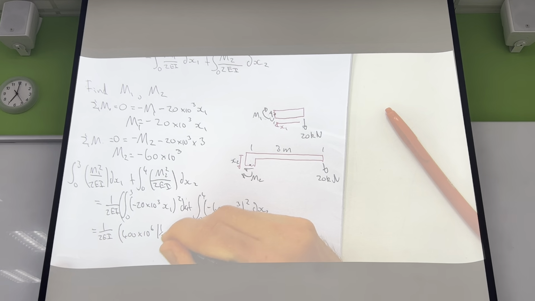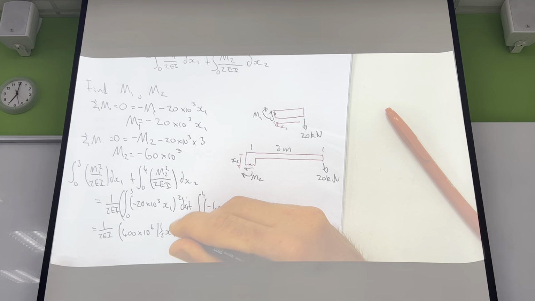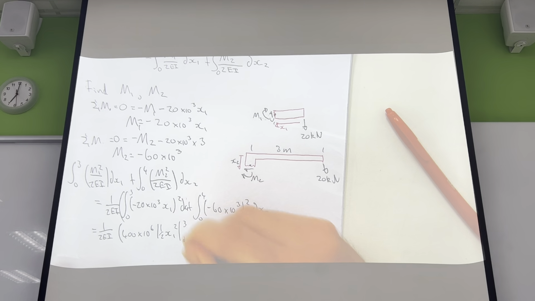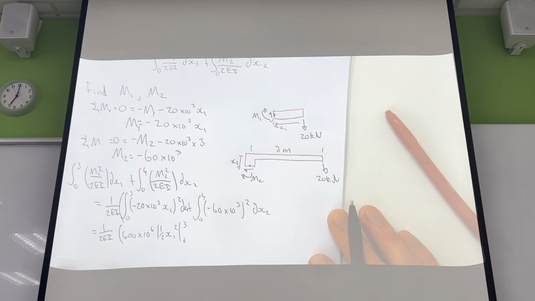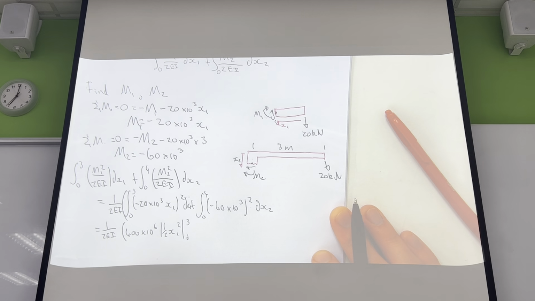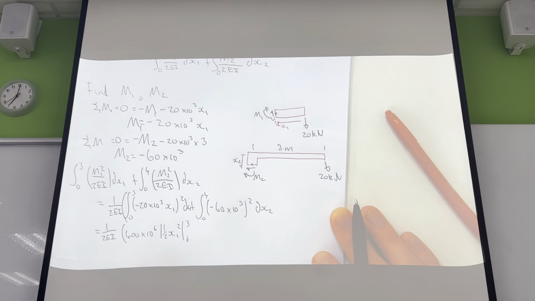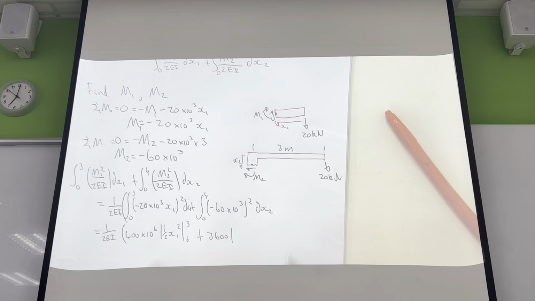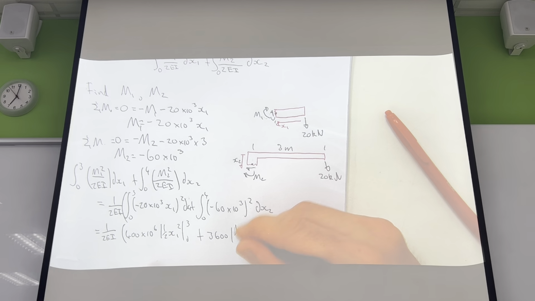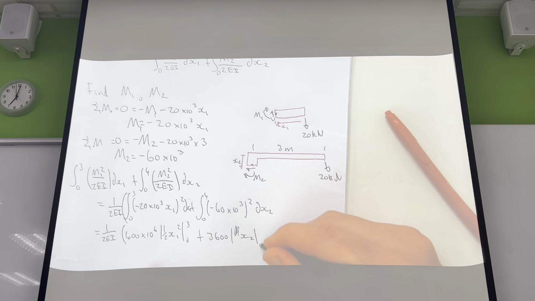So we have half x1 squared, and that goes from 0 to 3. We get a value of that. We do the same thing over here. 60 squared is what? 3,600. Plus 3,600, and then that goes. That's a half. Oh no, sorry, because there's no x there, so that's just x2, and that goes from 0 to 4.